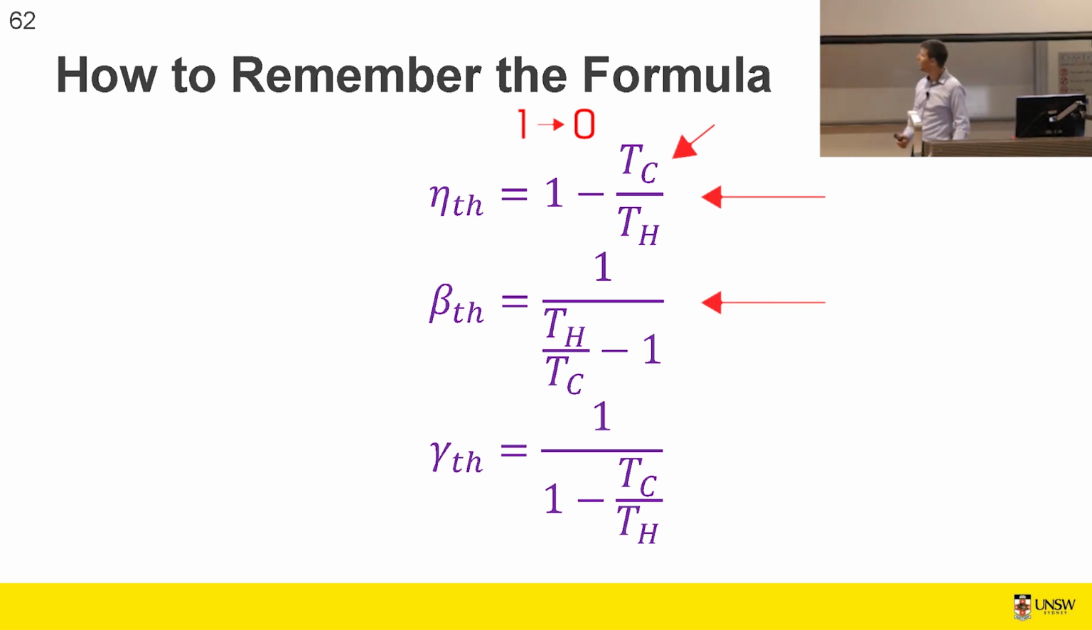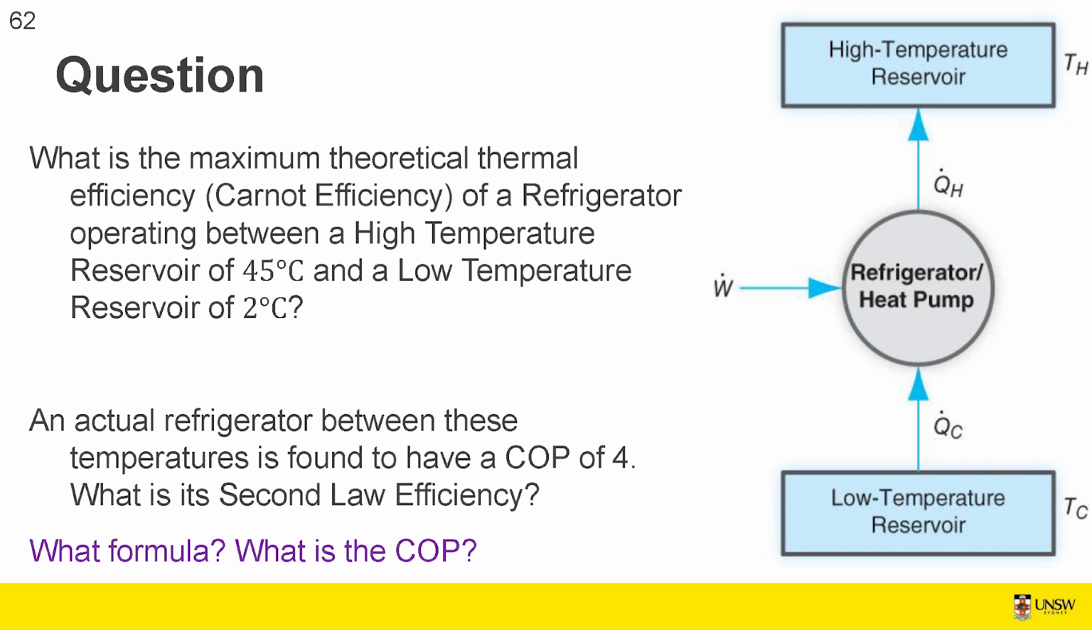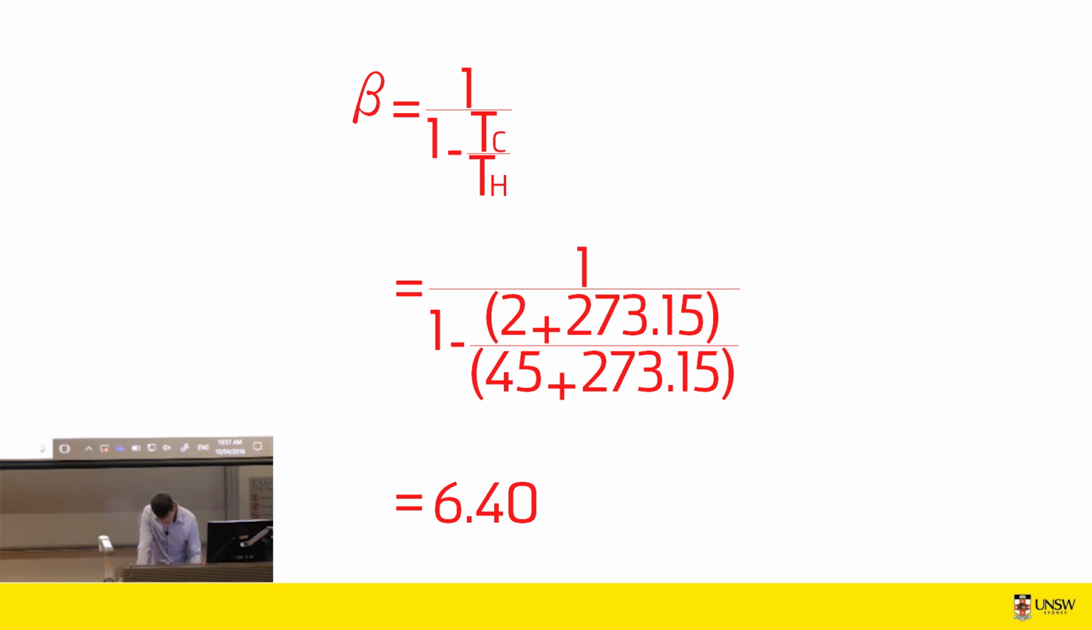The coefficient of performance for a refrigerator is the reciprocal of the coefficient of performance for a heat engine, if you take the absolute value. And then the coefficient of performance for gamma is just beta plus 1. So that's how I do, when I'm answering these questions, that's how I do that. So there's only really one formula to remember, and the rest are based on principles. So what is the maximum theoretical thermal efficiency for a refrigerator operating between those reservoirs? Let's have a look. Beta equals 1 on.